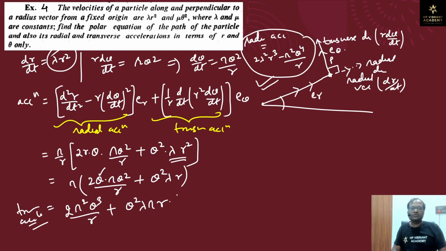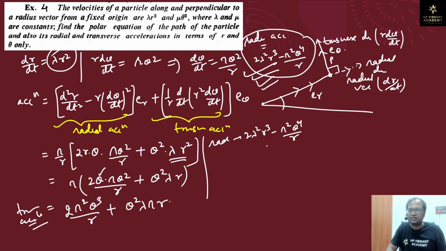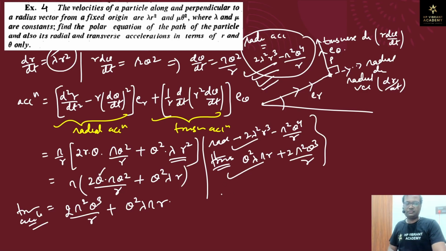Okay, so thus we can find radial and transverse acceleration. The radial acceleration is 2λ²r³ minus μ²θ⁴/r, and transverse acceleration is θ²λμr plus 2μ²θ³/r. This is radial and transverse acceleration.